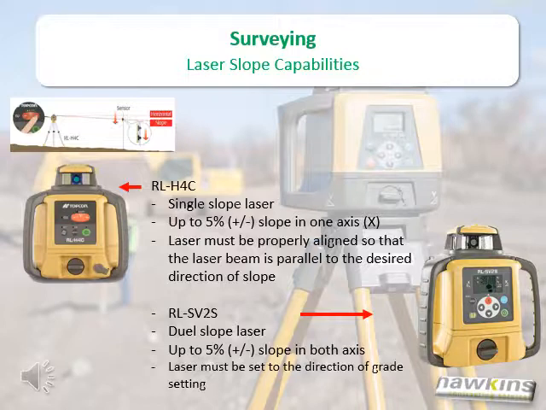The RL-SV2S is a dual slope laser. It has a screen on the front. It will slope up to 5% plus or minus in both axes. The laser must be set to the direction of the grade setting.